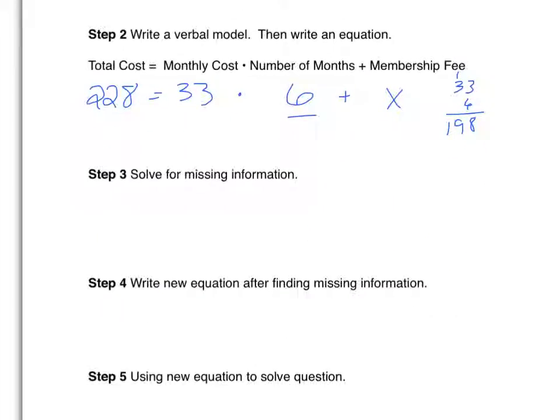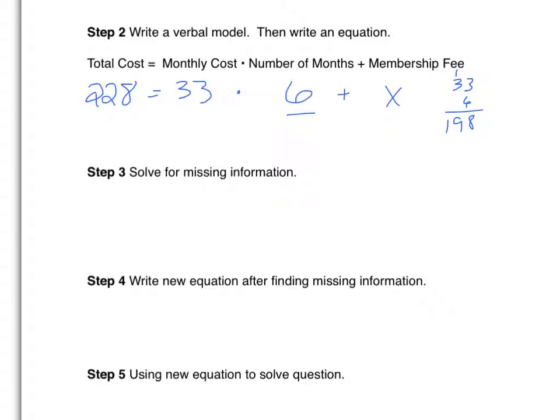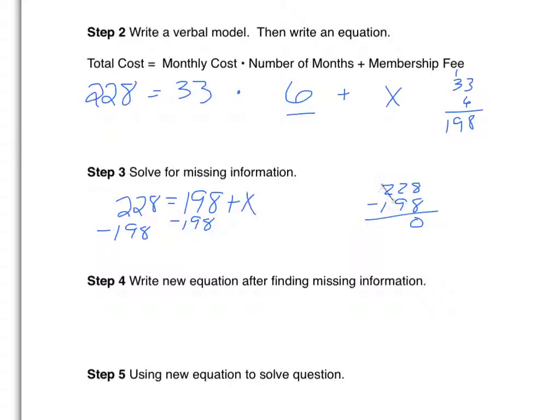Let me scroll down here and do that in that box. So we have 228 equals 198 plus x. We have to minus 198. Okay, so 228 minus 198, we have to borrow. We end up getting 30. So our missing information was x is equal to $30 membership fee.